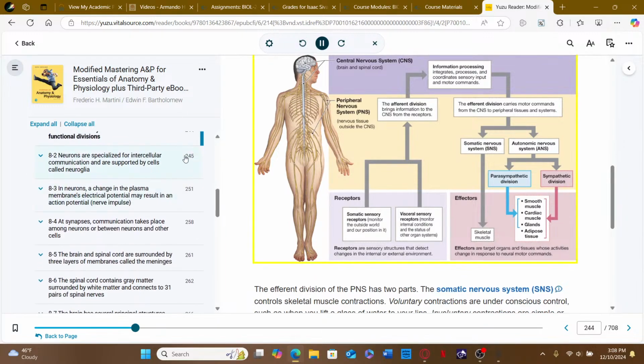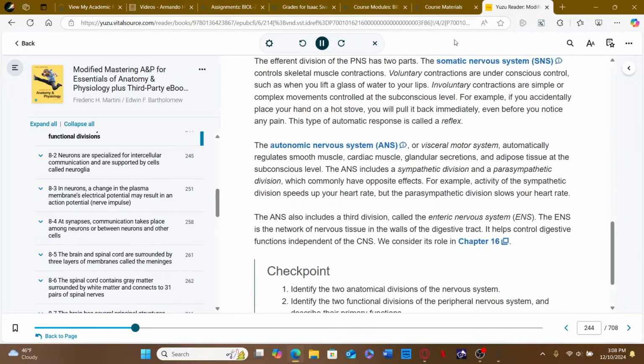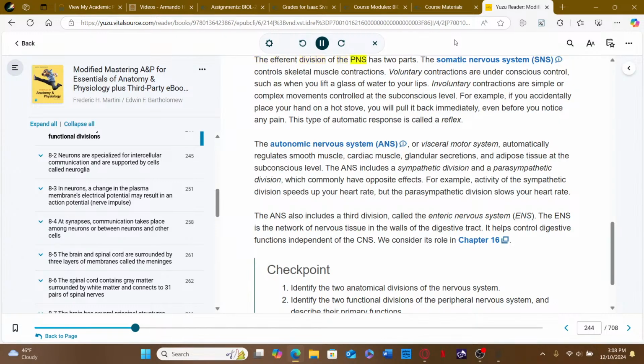The functions of the central nervous system (CNS) and peripheral nervous system (PNS) are shown. The efferent division of the PNS has 2 parts. The somatic nervous system, SNS, controls skeletal muscle contractions.